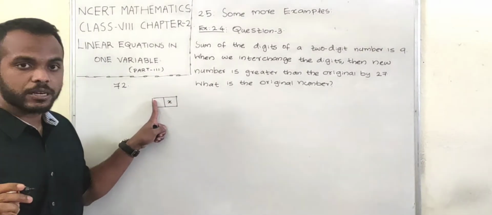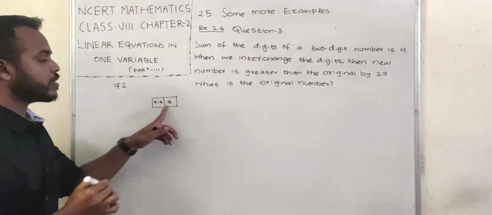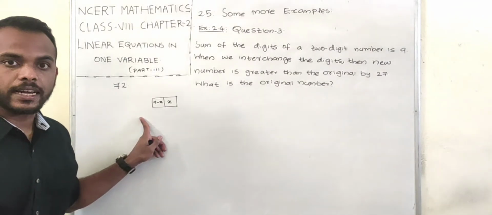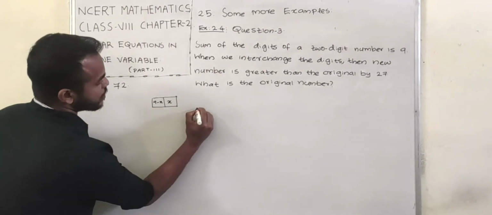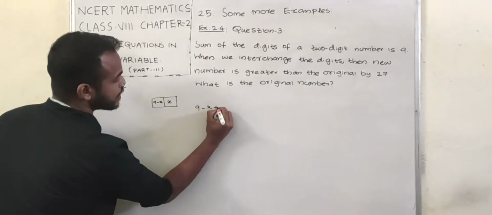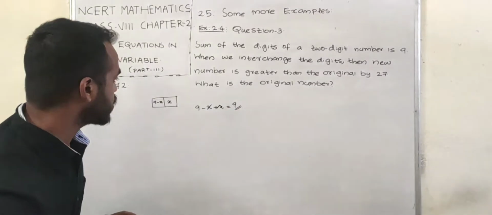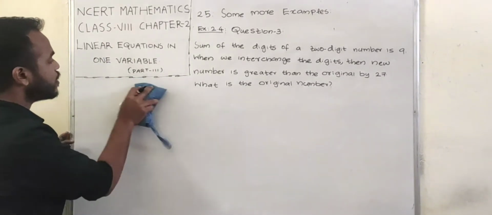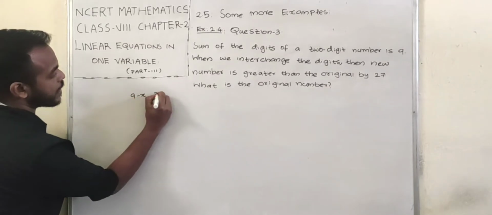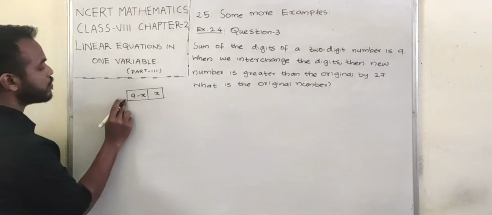Fine. Now, if we take one number as x, then the sum should be 9. What will be the next number? The next number will be x subtracted from 9. Then we will get the sum of the numbers as 9. Let's see. The first digit is 9 minus x and the second digit is x. What is their sum? 9. So this is perfect. Consider the digits of our number as 9 minus x and x. This is how we have reached here.